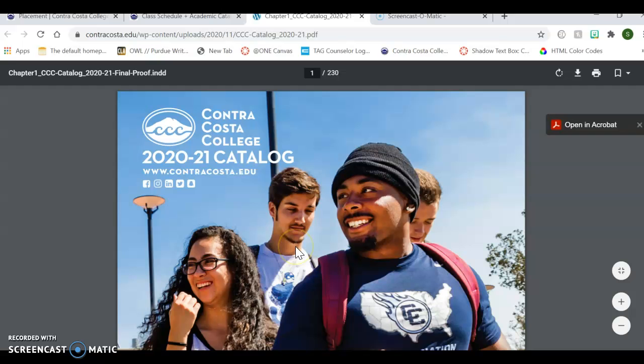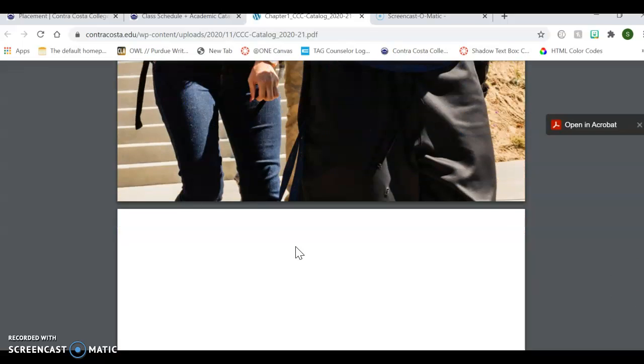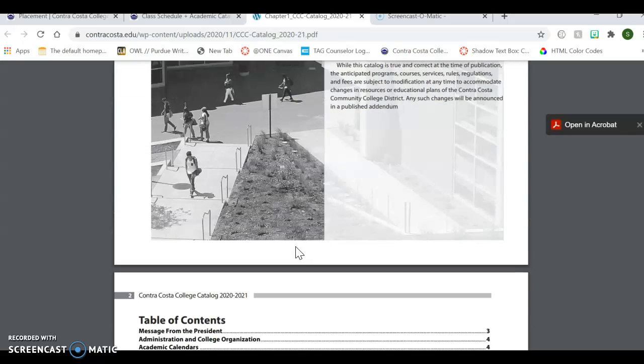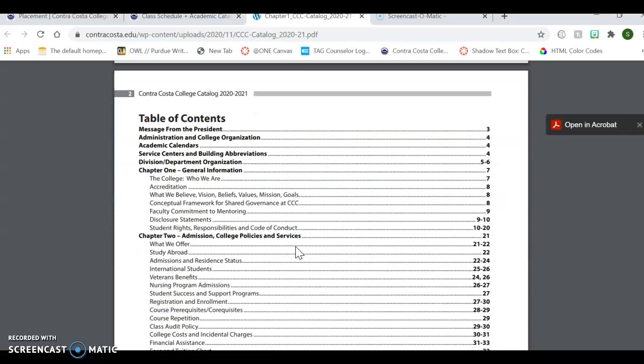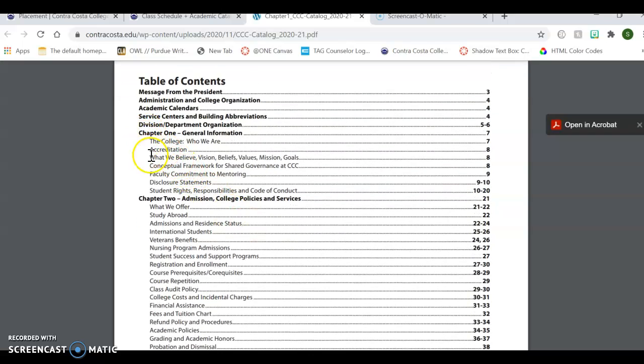So I'm going to pop into the PDF here because that's the version I prefer. And let's just scroll here to the table of contents to give you a brief overview. The first part of the catalog really gives you some general information about who we are in the Comic community, our values, our beliefs, our missions, and just who we are and who we're excited to be with you.